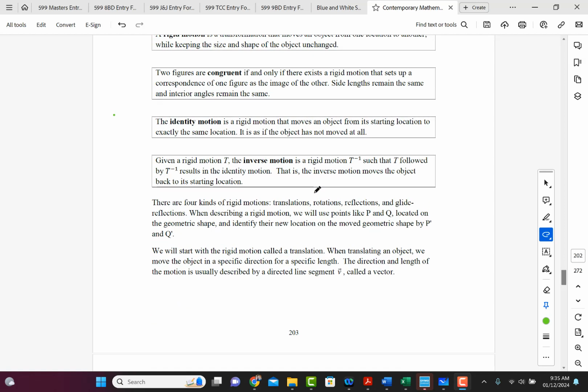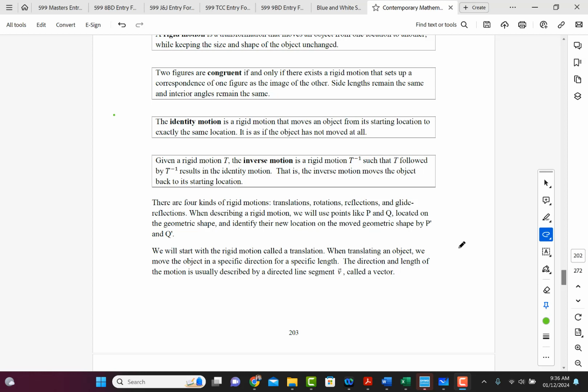Now, there are four kinds of rigid motions that we're going to talk about. One is a translation, then rotations, reflections, and glide reflections. When describing a rigid motion, we will use points like P and Q located on the geometric shape and identify their new location on the moved geometric shape as P prime and Q prime. We will start with the rigid motion called a translation.